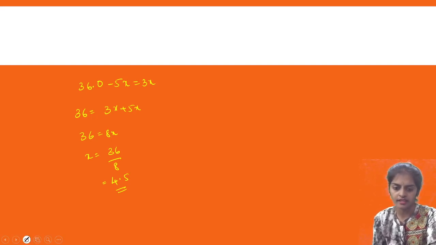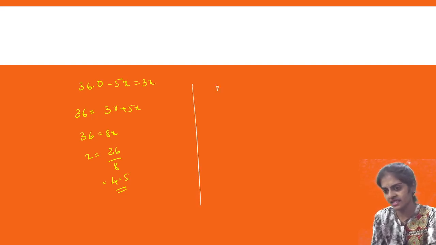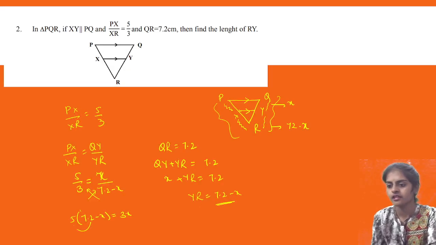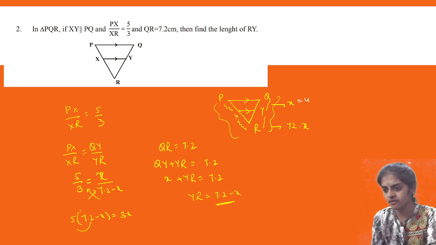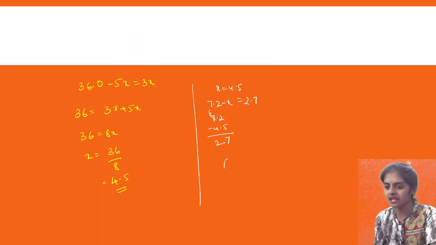Okay, so how can you check the solution? See here, I got x as 4.5. So let us check. x is 4.5, so the other, 7.2 minus x, will be 7.2 minus 4.5. So it will be 2.7. Which means this is 4.5 and this is 2.7. So they are asking RY. RY is 7.2 minus x, that is 2.7.